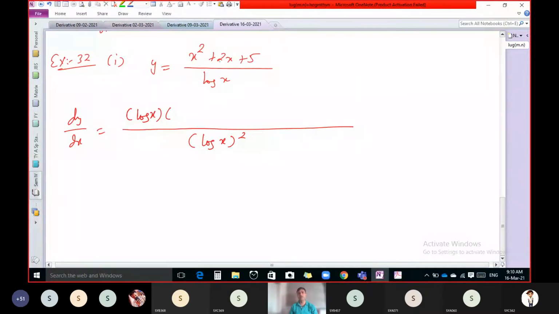and multiply with the derivative of this numerator. Tell me the derivative of x square plus 2x plus 5. 2x plus 2. Correct. Then minus sign. And this numerator keep as it is. And the derivative of log x is 1 upon x.